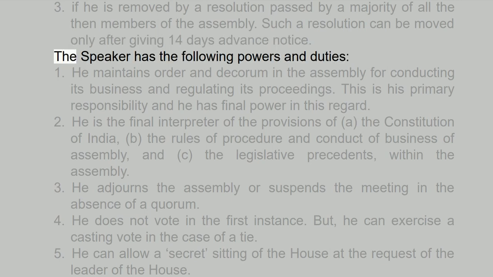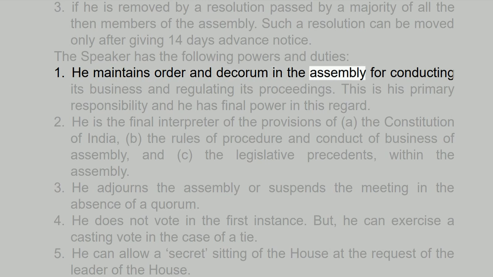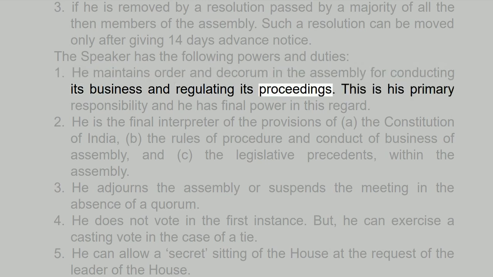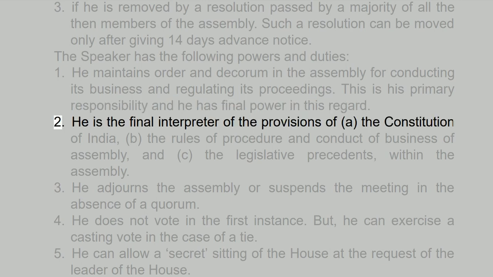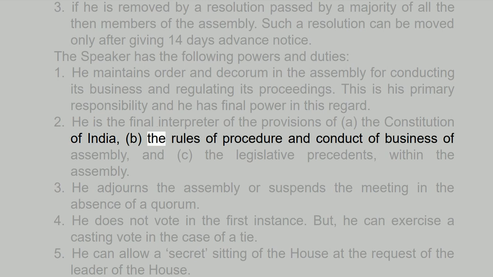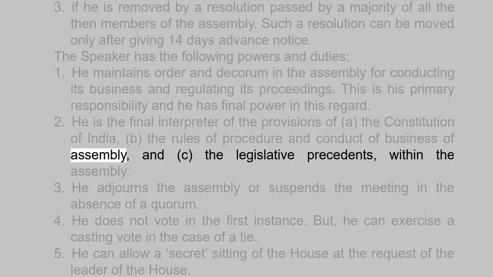The Speaker has the following powers and duties. 1. He maintains order and decorum in the Assembly for conducting its business and regulating its proceedings. This is his primary responsibility and he has final power in this regard. 2. He is the final interpreter of the provisions of A. The Constitution of India, B. The rules of procedure and conduct of business of Assembly, and C. The legislative precedents within the Assembly.